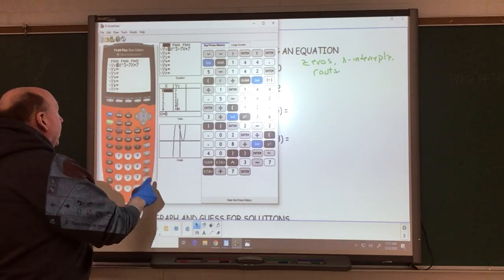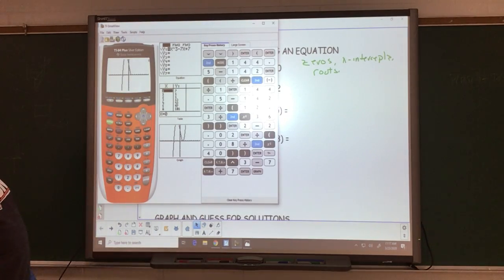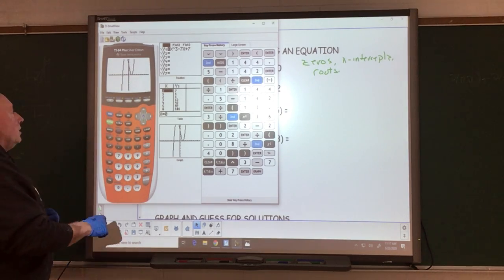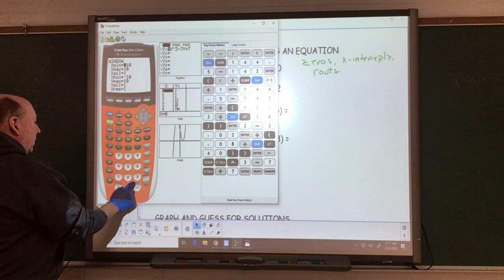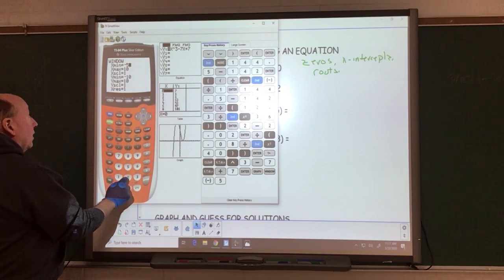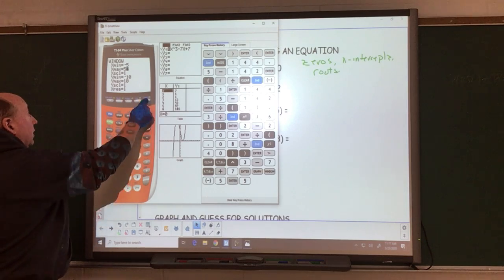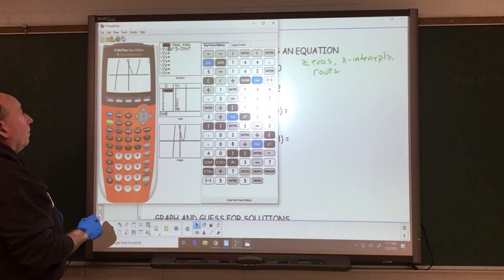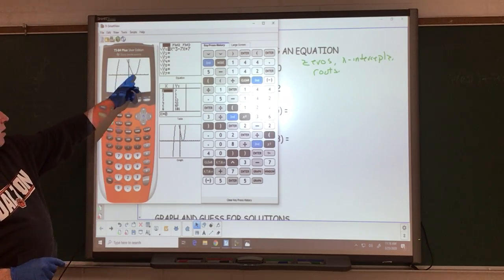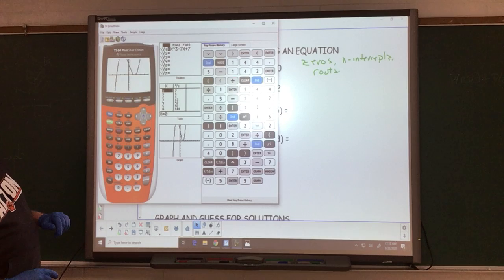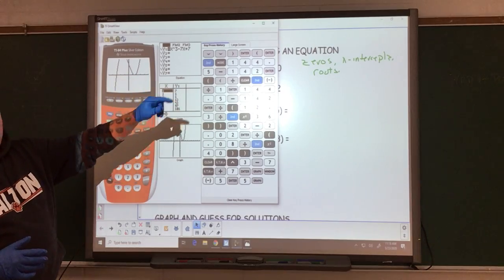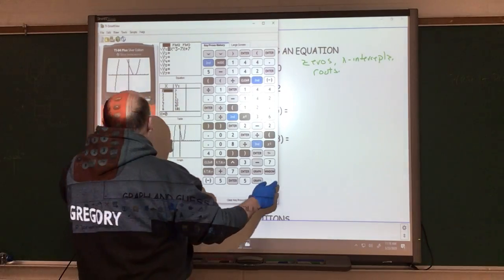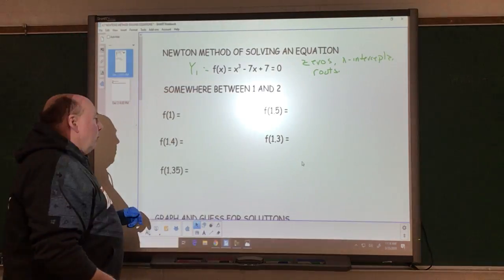So if I hit my graph button here, we see that we have quite a few values. I'm going to get my window to be a little bit smaller so I can see it a little bit better. And you can see what we have here between the values of 1 and 2, we cross the x-axis, which would be one of our values. So we're going to look for this value in here between 1 and 2.